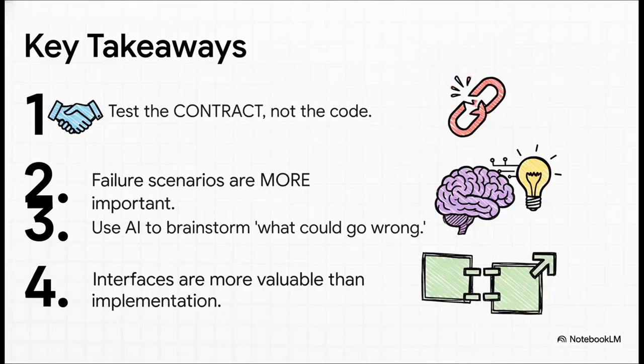All right, let's nail this down. 4 things to remember. 1. You test the contract, not the code. 2. Failure scenarios are way, way more important than the happy path. 3. AI is your brainstorming partner for figuring out what could go wrong. And 4. Always, always focus on the interface, the outside, not the messy stuff on the inside.